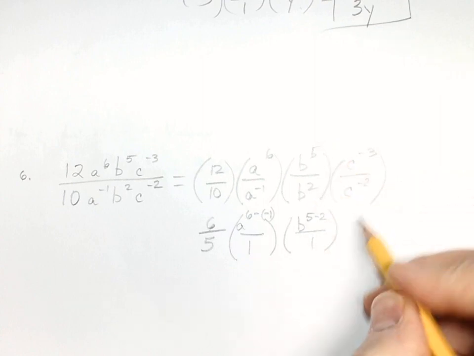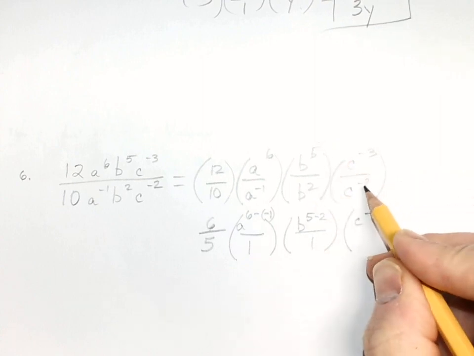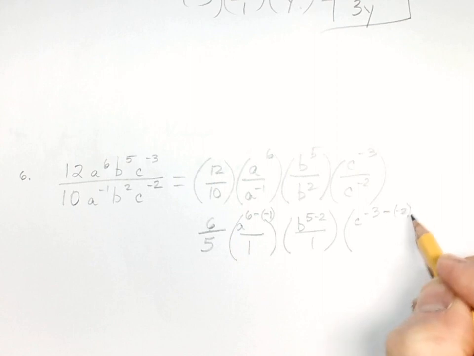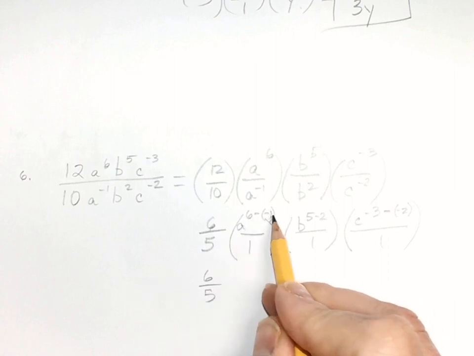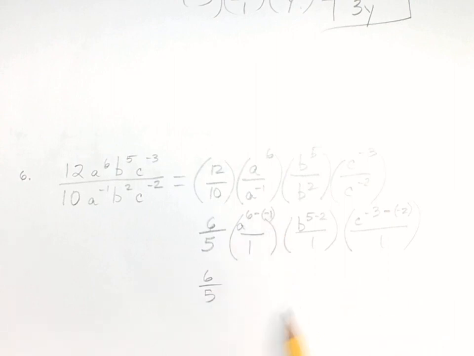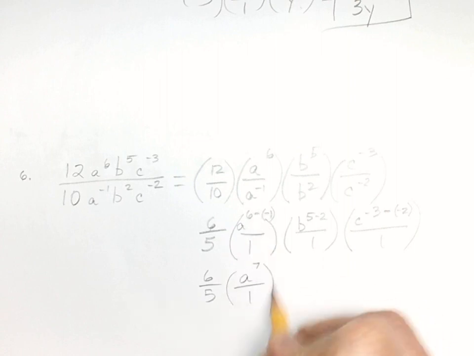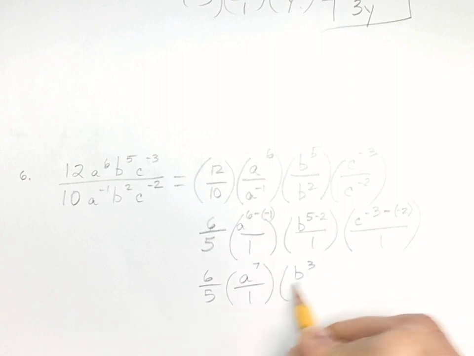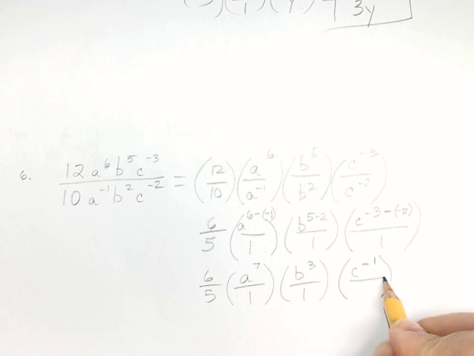5 minus 2 is easy. And over here, a negative 3 minus a negative 2. Okay? Now again, if you struggle with subtracting negatives, you need to use your calculator. Okay, so this is going to give me a to the 7th. This is going to give me b to the 3rd. Wonderful, positive exponents. This is going to give me c to the negative 1st.